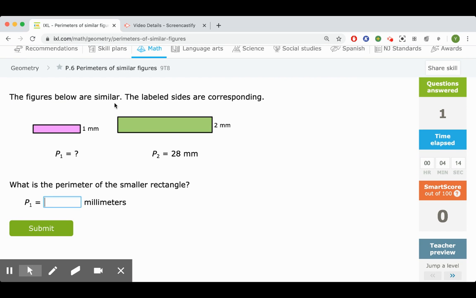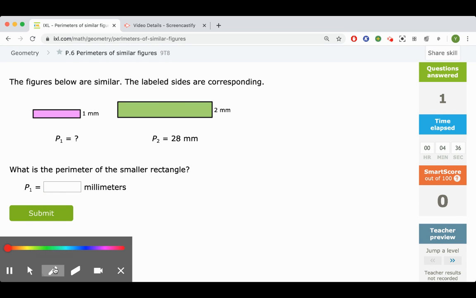The figures below are similar. The labeled sides are corresponding. 2 rectangles here. We don't know the perimeter of this first one. One of its sides is 1 millimeter. The perimeter of this one is 28 millimeters, and one side is 2 millimeters. And remember, perimeter is the distance around the shape. So they want to know the perimeter of the smaller one.